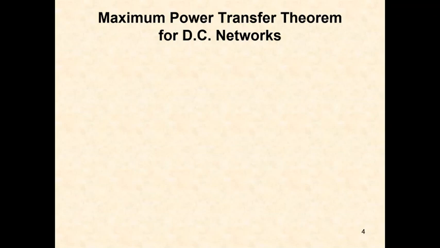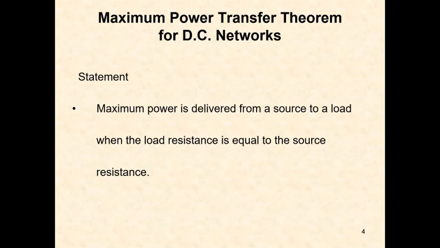Maximum power transfer theorem for DC networks. First we will study the DC networks, then we will go for the AC networks. Here, the maximum power is delivered from source to load when the load resistance is equal to the source resistance. Here there is no question of reactance because it is DC and no reactive component will be there. So it's simple.